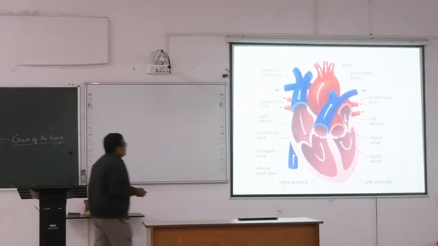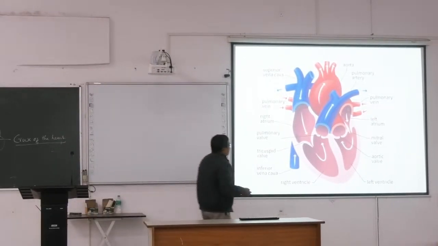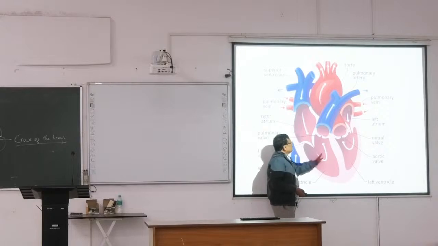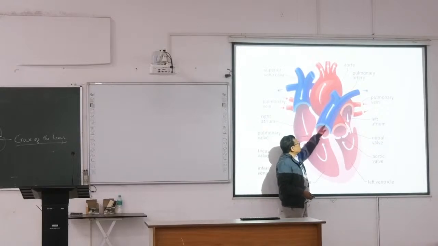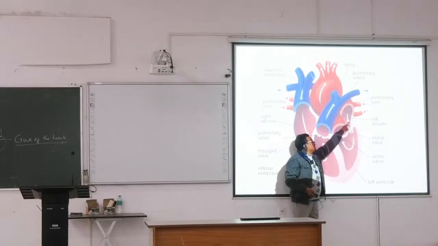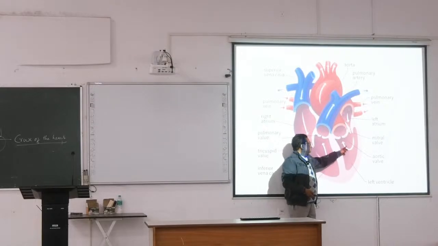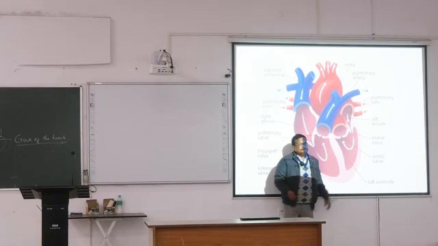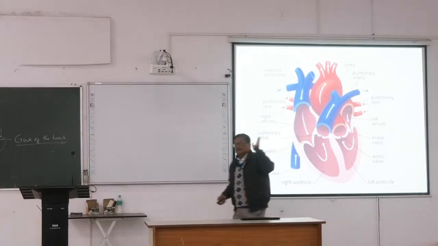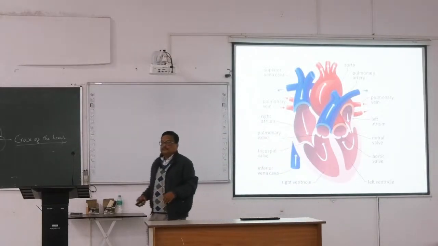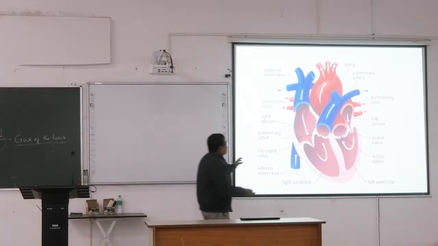And from the right atrium, blood goes to the right ventricle. From the right ventricle it goes through the pulmonary trunk to the lungs. From the lungs, it comes to the heart by the pulmonary vein, and then it goes to the left ventricle. From the left ventricle, it goes to the ascending aorta.